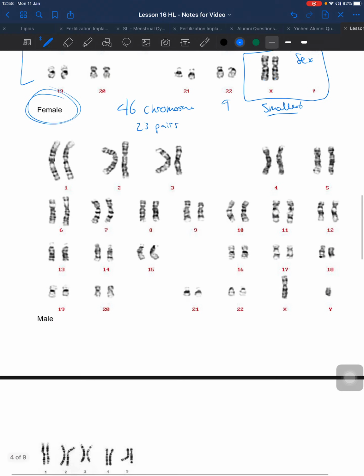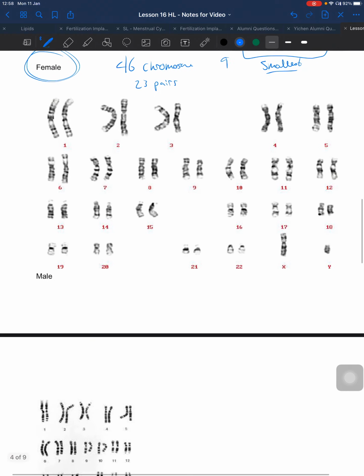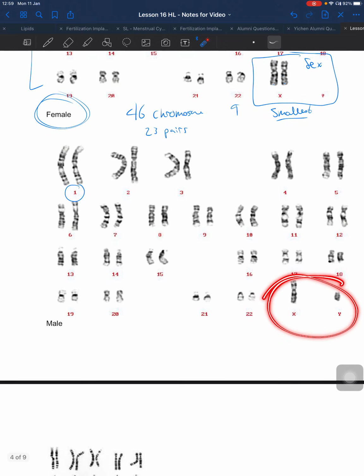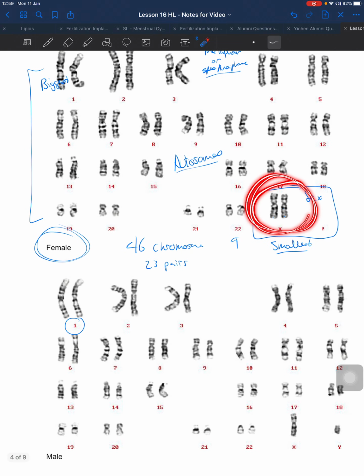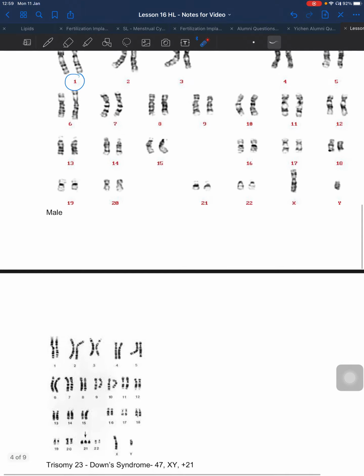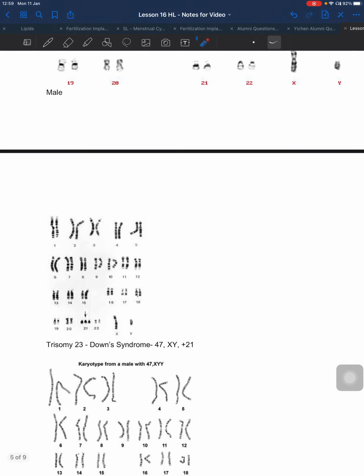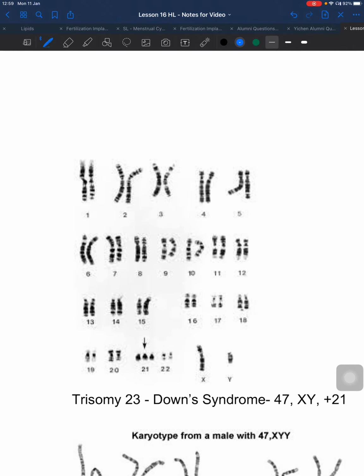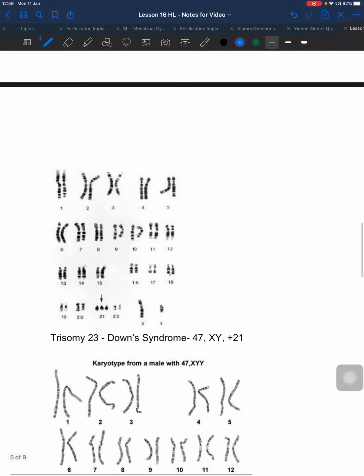Okay. Here's a male. Again, same idea. Biggest is number 1, smallest is number 22, and then the only difference here is we have one X chromosome and one Y chromosome. Right here in the female, we only had two X chromosomes. All right. Now, here's the problem. You can get what we call a non-disjunction.